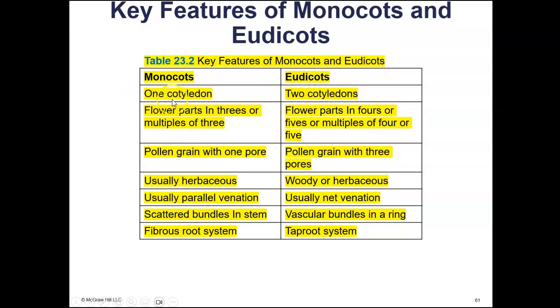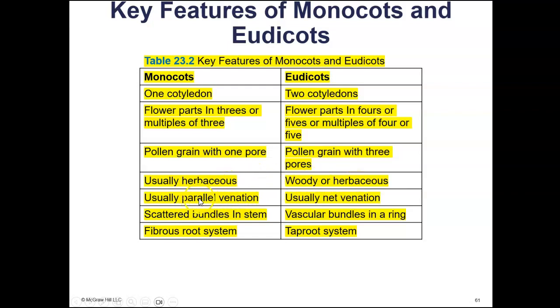Besides monocots having only one cotyledon and eudicots having two, monocots also have flower parts in threes, and eudicots have flower parts in fours or fives. And monocots have a pollen grain that only has one pore, and in eudicots the pollen grain has three pores, and you'd have to look at the pollen grain under the microscope to see that. Usually monocots are herbaceous rather than like trees. Eudicots can be woody or herbaceous.